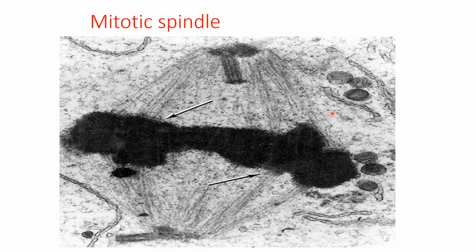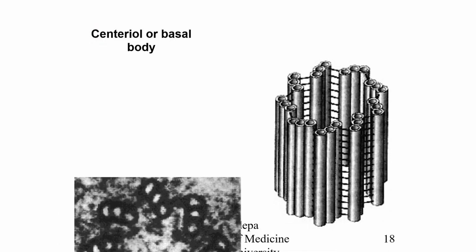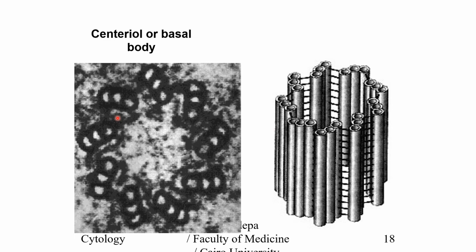This is an EM picture showing one pair of centrioles lying perpendicular, and another pair of centrioles perpendicular. These are the chromosomes, and these are the mitotic spindle, in order to divide the chromosomes. Here is the basal body of the centriole. It is formed of 9 triplets. Okay, this is the TS section, and this is the LS section of the centriole.